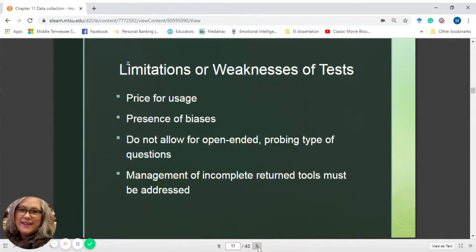And then we're going to talk about limitations of those tests. It can be pricey if someone is charging you for the use of the test. There is a bias that's presented. It does not allow for any open-ended or qualitative type questioning. And if someone doesn't complete the test, what do we do with that? That can be a concern.